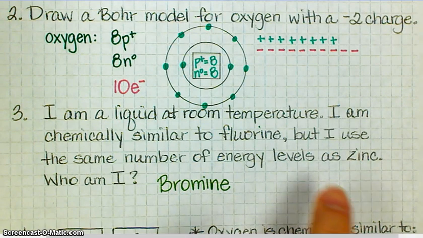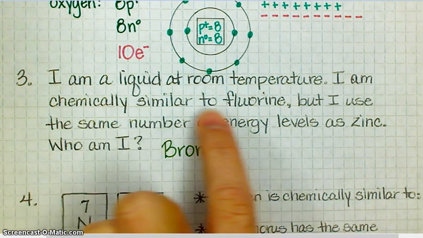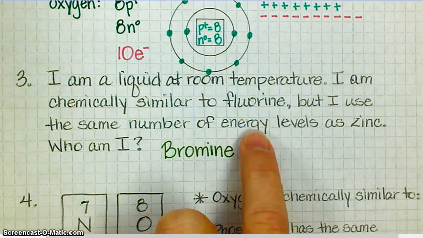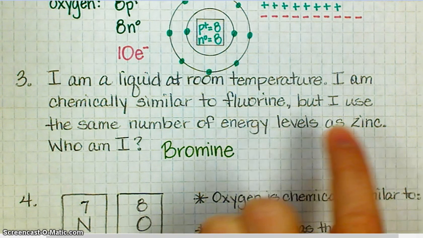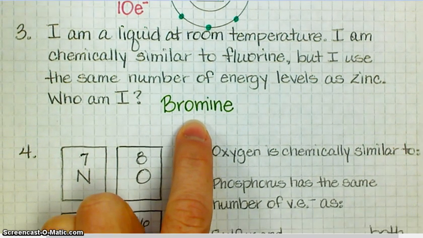Okay, so just a reminder, our answer is bromine. The reason why chemically similar to fluorine means that I've got to pick something in the same column as fluorine. If what I'm talking about has the same number of energy levels as zinc, then I need to have something that's in the same period as zinc. So same period as zinc, same column as fluorine, and you wind up with bromine.